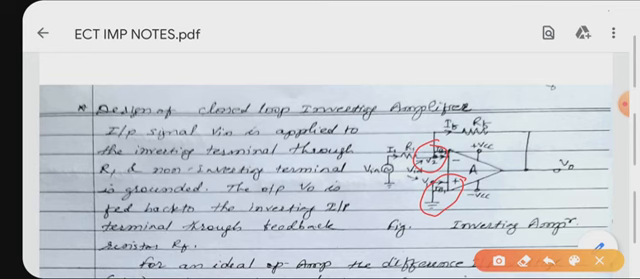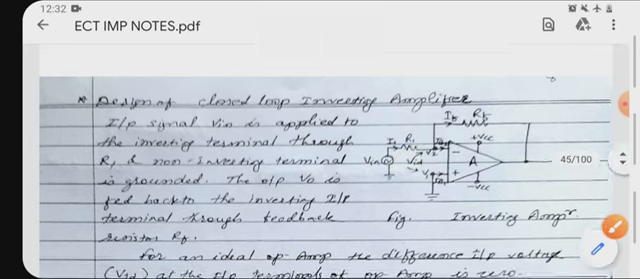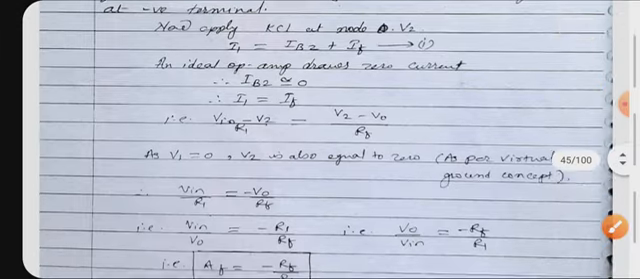That means the difference input voltage, delta VID, is equal to 0 for an ideal operational amplifier. Delta VID will be equal to 0 only when there is equal voltage at the two terminals of the op-amp. So this is called the virtual ground concept. So let us apply this concept.